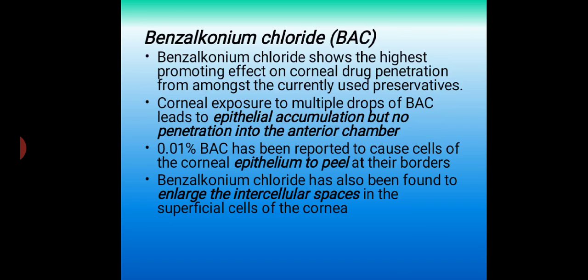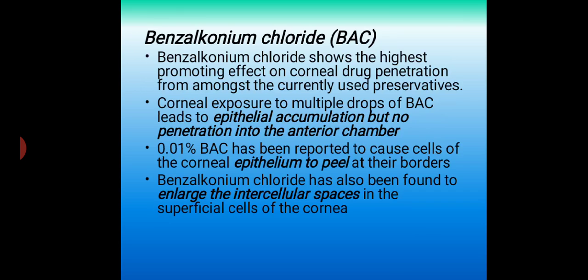So as a proof, they have shown that 0.01 percentage of benzalkonium chloride shows a corneal epithelial peeling, which helps in penetration of the drug molecule. If you administer multiple doses of benzalkonium chloride, even though it damages or reduces the thickness of the epithelial cells, it is not penetrating into the anterior chamber, whereas it's accumulating within the epithelial cells. So the advantage of benzalkonium chloride is that it peels out the epithelium, reduces its thickness, and weakens the epithelium cells, thereby helping in penetration of the drug molecule.